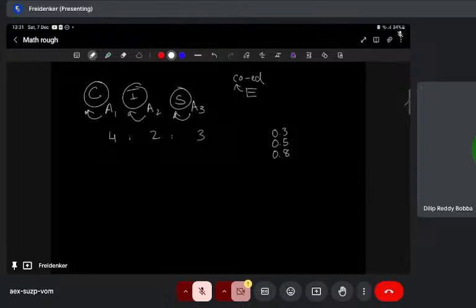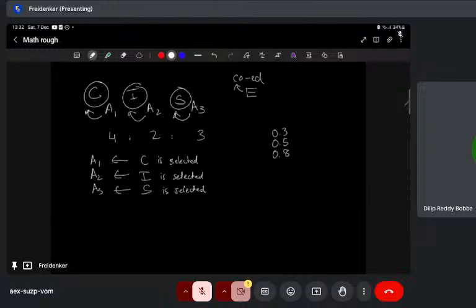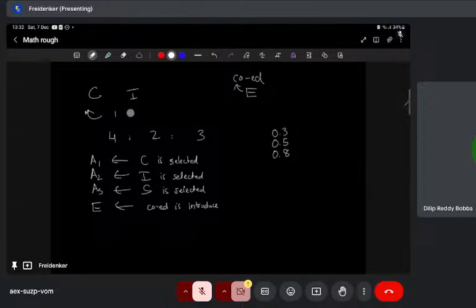Okay, let me write it neatly. A1 means Chatterjee is selected. A2 means Iyengar is selected. A3 means Singh is selected, and E means co-education is introduced. So I have four events. That is fine. Four events I have, and 4:2:3 means 4, 5, 6, 7, 8, 9.